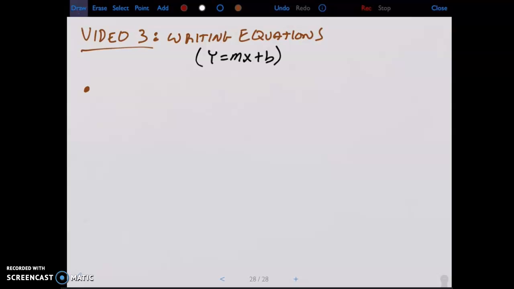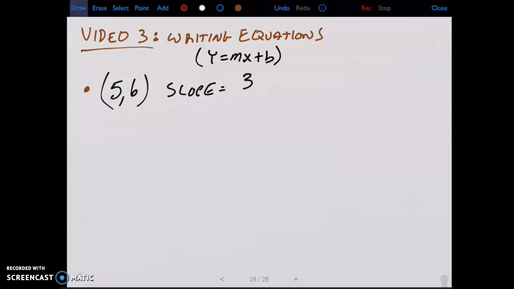3 of 3 done. Writing equations in y equals mx plus b. So in order to write the equation, you need two things. You need a point and you need a slope. So let's say I had something like this. Let's say I had a point of 5, comma 6, and I had a slope of, we'll keep it simple, slope of 3.